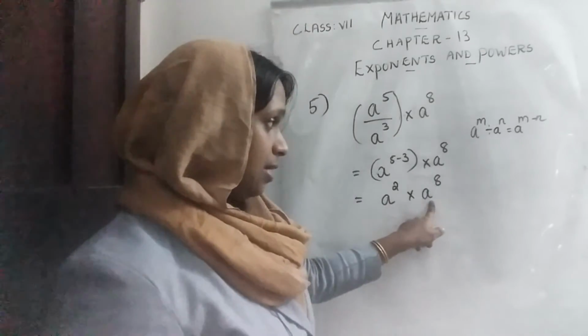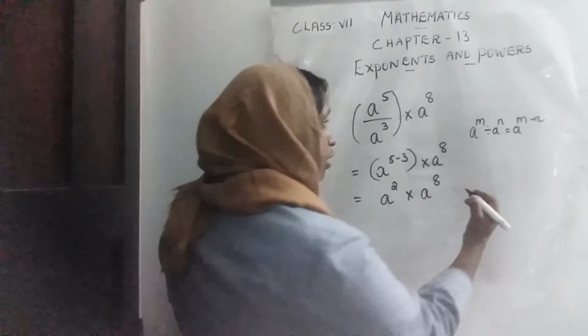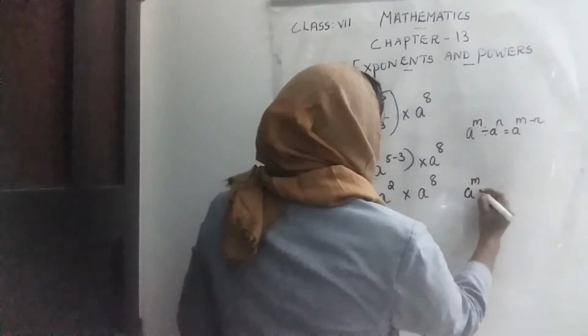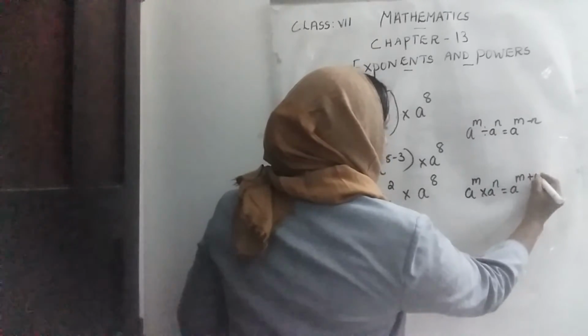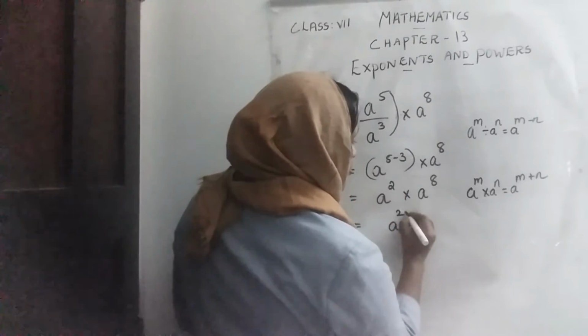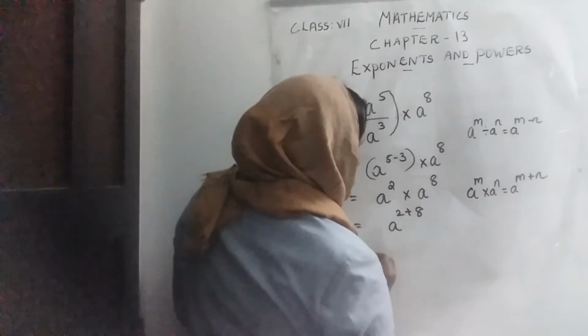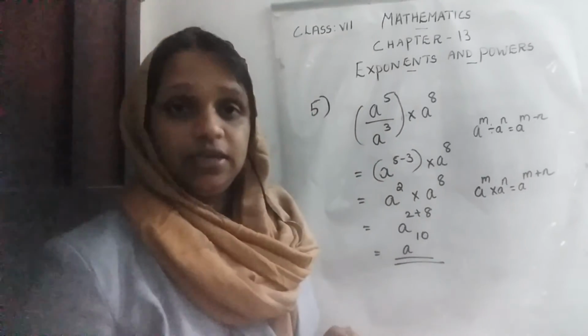Now see, this base is the same and here the operator is multiplication. So our law is a raised to m into a raised to n equals a raised to m plus n. We want to add: a raised to 2 plus 8, that is a raised to 10. Got it? A raised to 10.